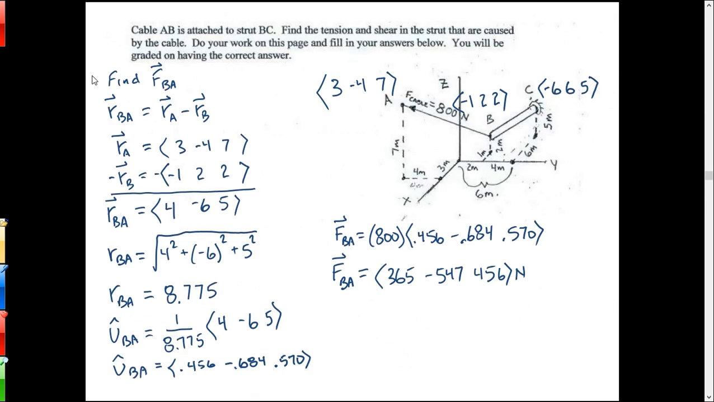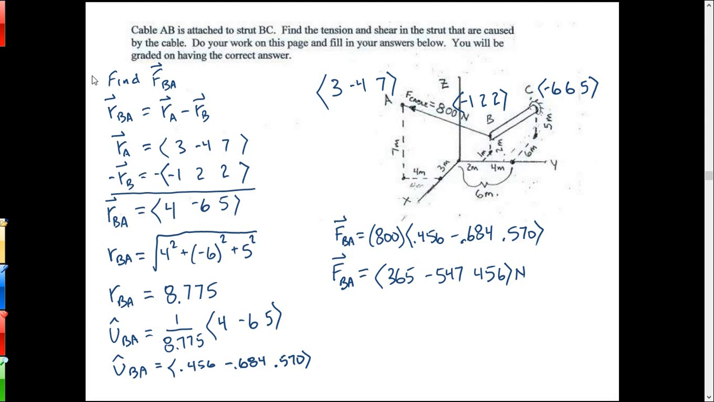So let's go over one of these thoroughly. We've got cable AB attached to strut BC. Find the tension and shear in the strut that are caused by the cable. Okay? When you're given these sheets, you just fill in the sheets. You don't need to put anything extra on there. Just put your solution on there, fill in the answer blanks, and turn them in. Okay, so that's how that's set up.